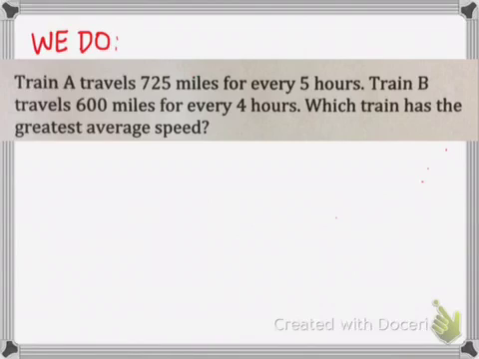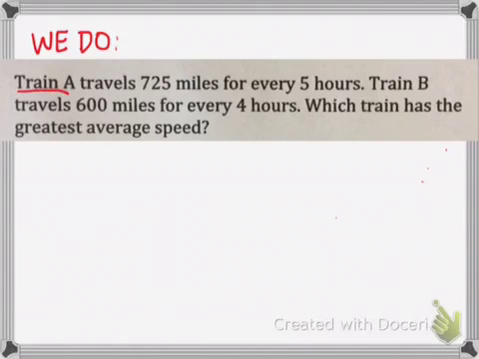So let's move on to a we do. This we do should be copied in your we do box in your notebook. Train A travels 725 miles for every 5 hours. Train B travels 600 miles for every 4 hours. Which train has the greatest average speed?